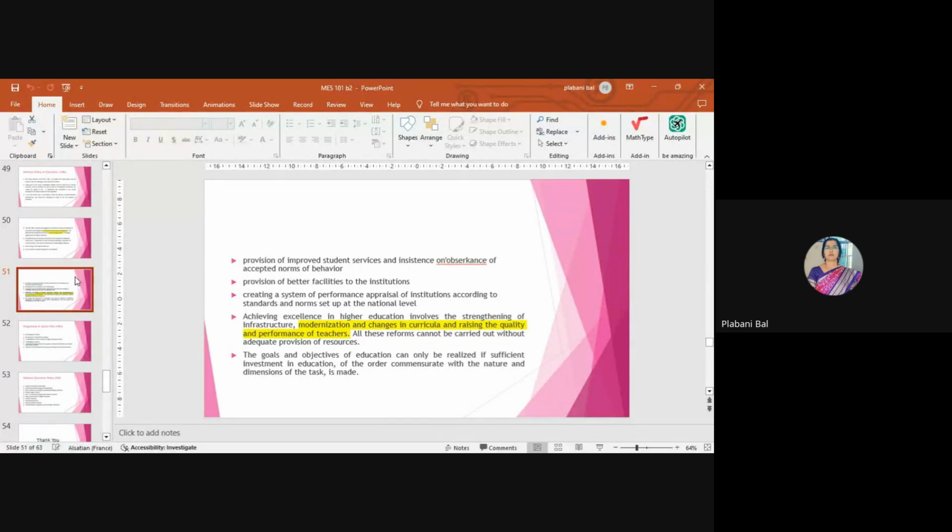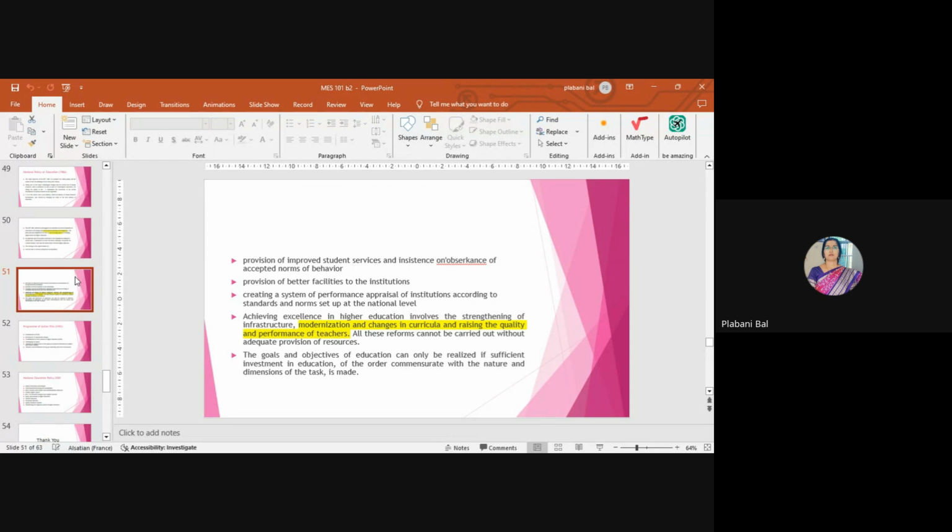The concept of national system of education was raised in this policy. All students, irrespective of caste, creed, region, religion, sex, will have access to education of a comparable quality. Then common educational structure, that is your 10 plus 2 plus 3 structure.